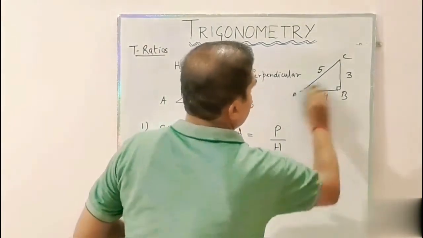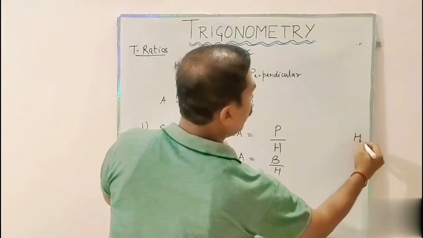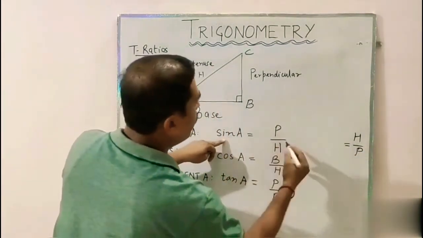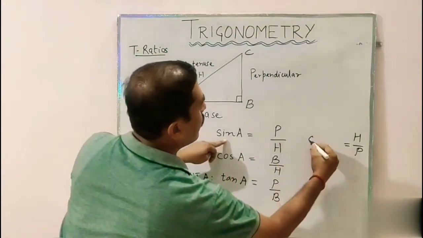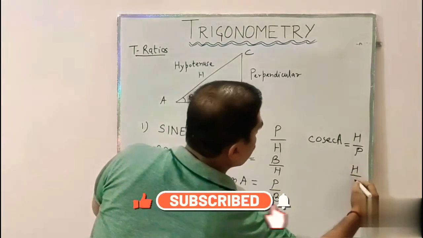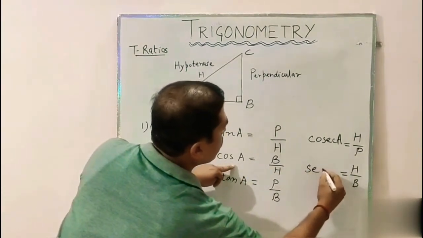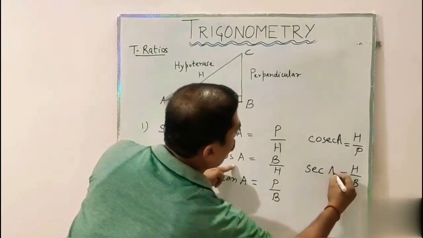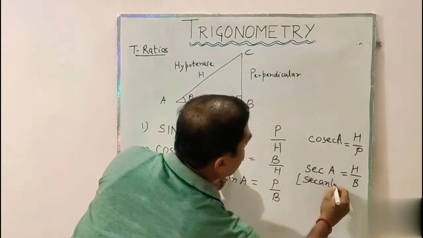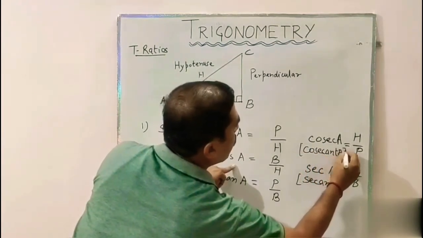Those ratios, if I take hypotenuse upon perpendicular, will be the reciprocal of sine of the given angle, and that is taken as cosec A. If it is hypotenuse upon base, the reciprocal of cos theta, that will be taken as sec of A, or I call it secant A. So here it is secant theta, in short sec A. Here it will be cosecant of the given angle A, in short cosec A.